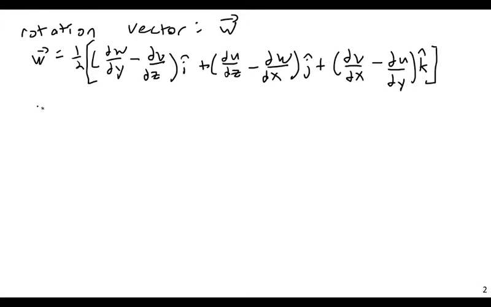And then the individual components of this, the x, y, z components of the rotation vector. Actually, I should probably call this omega instead of w to not confuse these. So omega x would be 1/2 the partial of w with respect to y, minus the partial of v with respect to z.